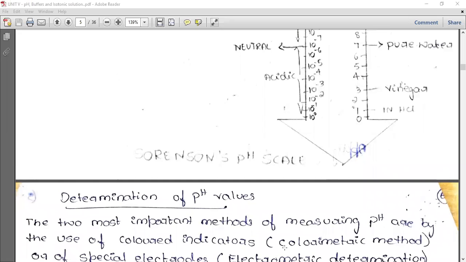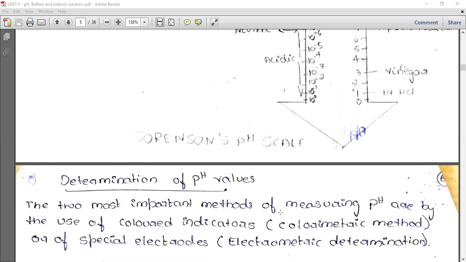So just for that, there are two different methods. One is known as colorimetric method. The other method is known as electrometric method. Again, I'm telling, very important for 5 or 10 marks, different methods of determination of pH. Okay. So first method is known as colorimetric method. Second method is known as electrometric method.